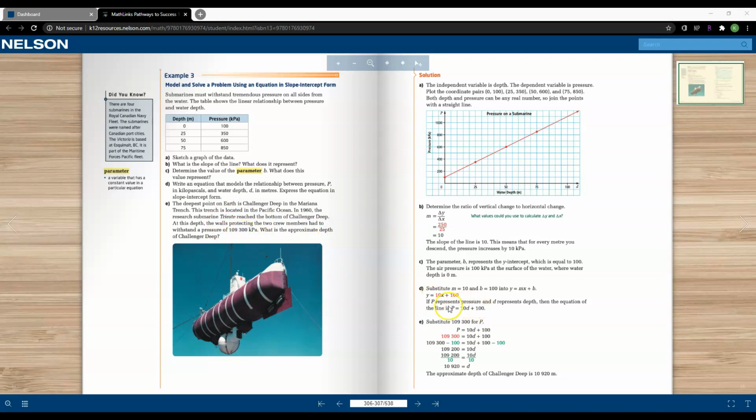So the equation we created in part D, you just plug in for P because it gave us the pressure: 109,300 equals 10D plus 100. Once you have this, it's just simple algebra to isolate the D value to find the depth. So minus 100 on both sides, and you get the 100 to the other side. Then you're going to get 10 times D, right? And the opposite is to divide. So divide this side by 10 and the left side by 10, and you get the distance is going to be 10,920 meters. Okay, so that should be it for 6.1.